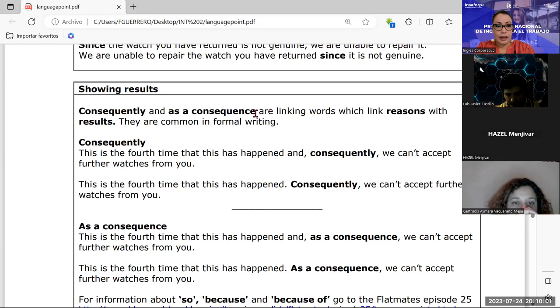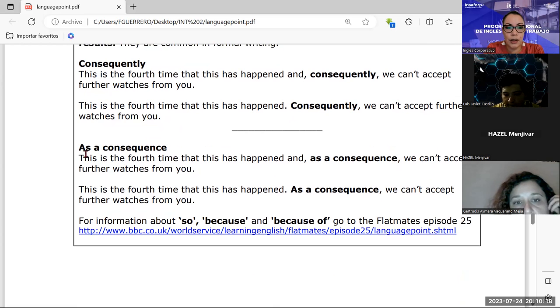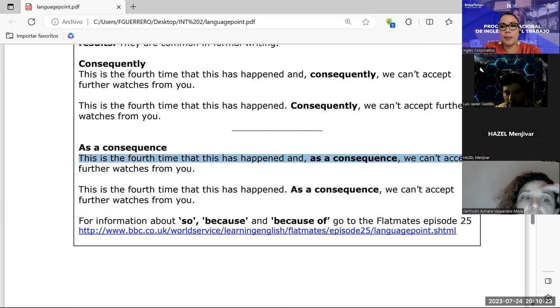This is the fourth time that this has happened. Consequently, we cannot accept further watches from you. As you can see, we have the cause and consequence, right? And as a consequence is another way to show result. This is basically the same sentence with two different options. The connector has the same meaning. This is the fourth time that it has happened, and as a consequence, we can't accept further watches from you.